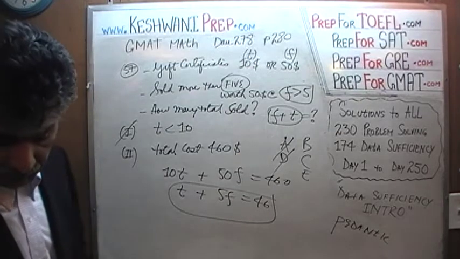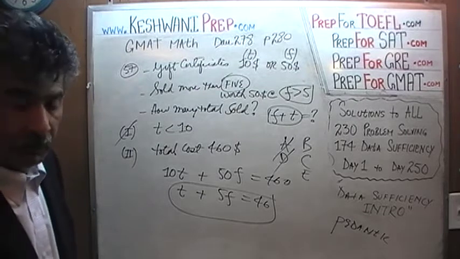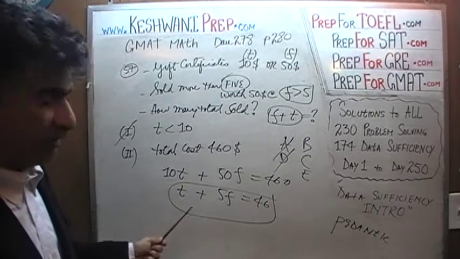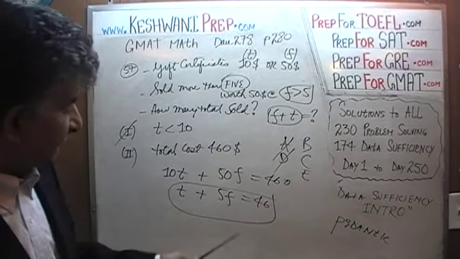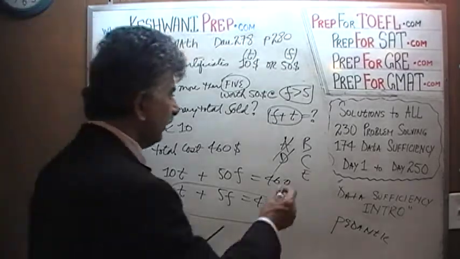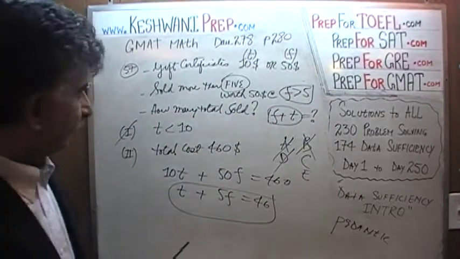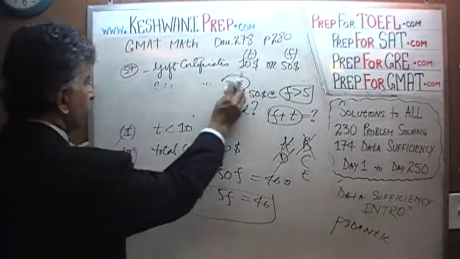The answer again is no, it's not enough. The second statement does not do the job. There is no way we can figure out the sum of T and F from this equation here. Answer cannot be B. Let's put them together and see what happens. Let's do it on the top.